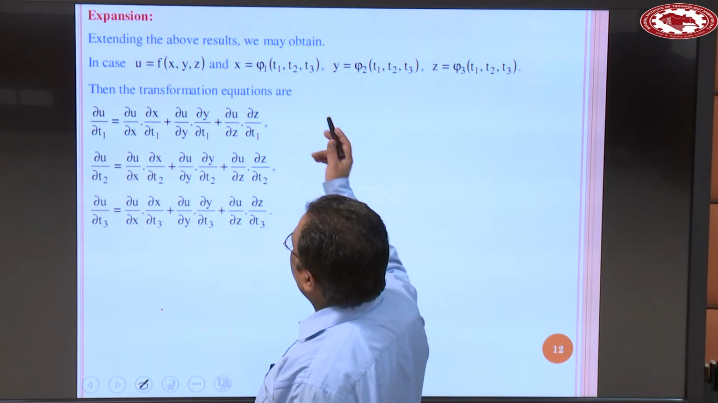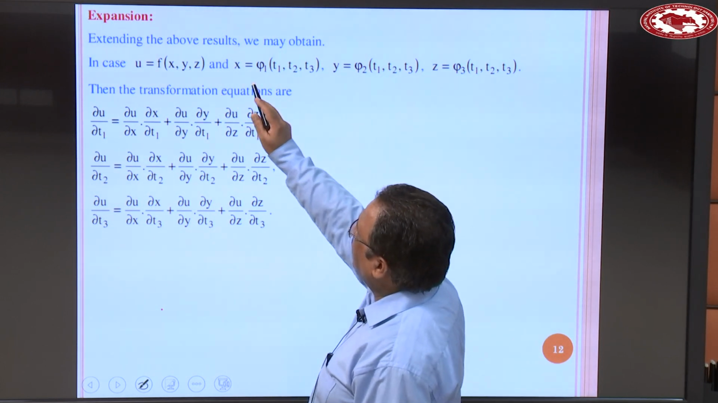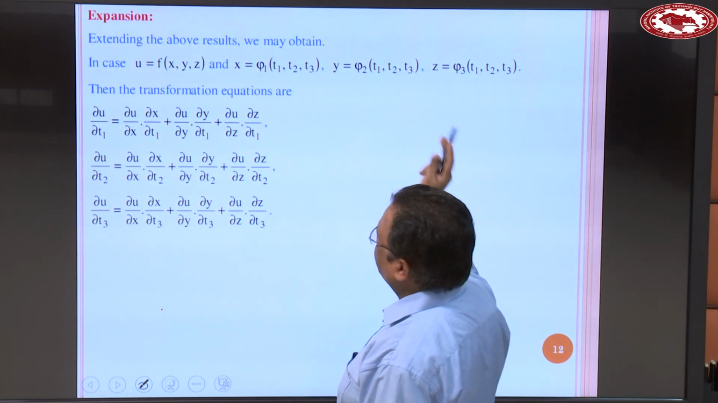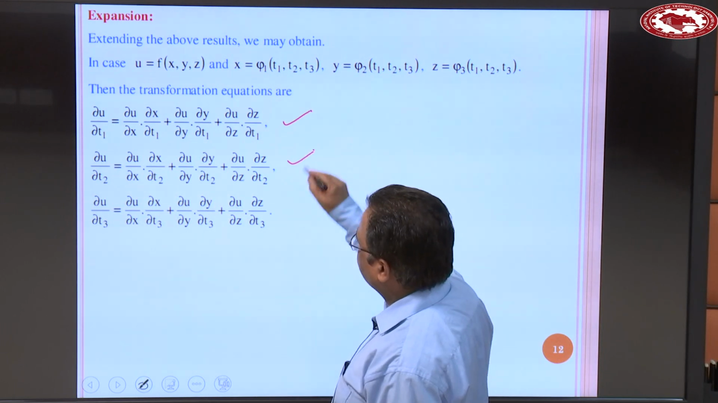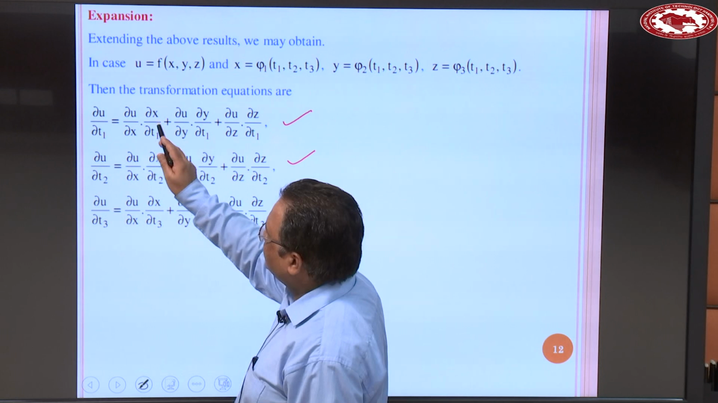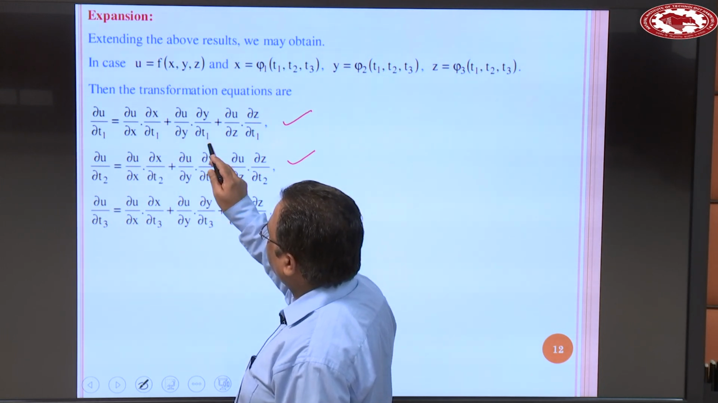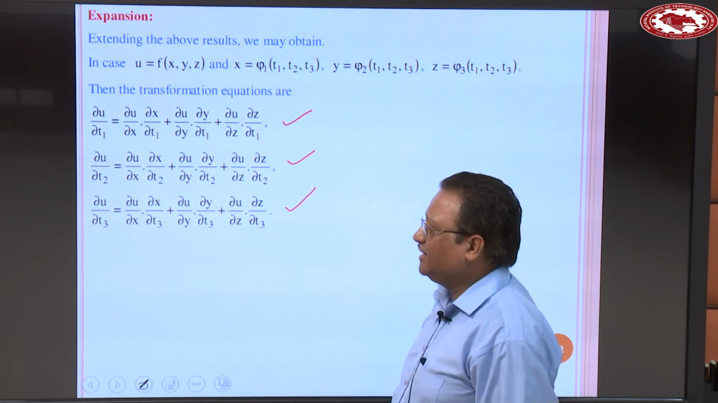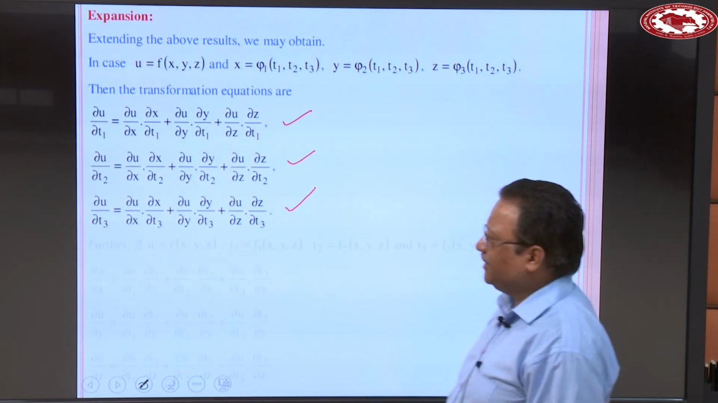Extending the results, we may obtain: in case u is a function of x, y, z and x, y, z are again functions of t1, t2, t3, then the transformation equations become this one and this one. Means ∂u/∂t1 is ∂u/∂x ∂x/∂t1, ∂u/∂y ∂y/∂t1, ∂u/∂z ∂z/∂t1. Similarly, you can define ∂u/∂t2 and ∂u/∂t3.